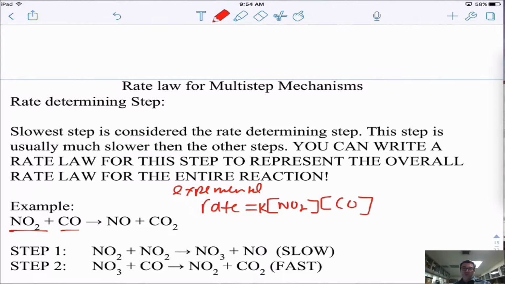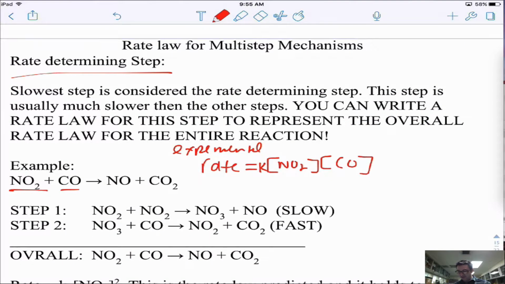Now what I can do with this is I can say, all right, let me come up with a mechanism. And the most important part with the mechanism, the steps, is something called the rate determining step. It's the slowest step. It is the step that will determine your overall rate law. Remember, you can write rate laws for individual steps. And the rate law for the slowest step represents and should match the experimental rate law. That is so important.